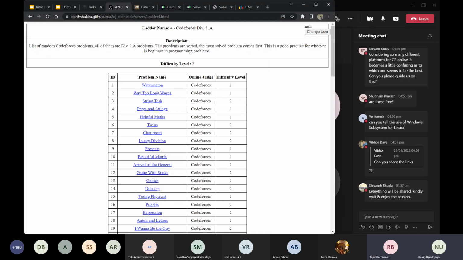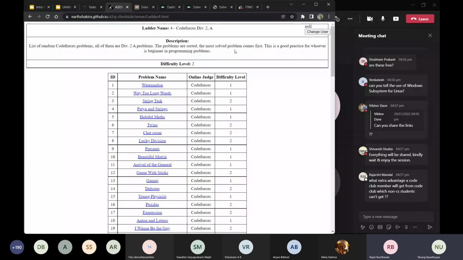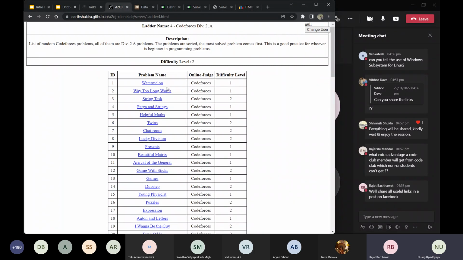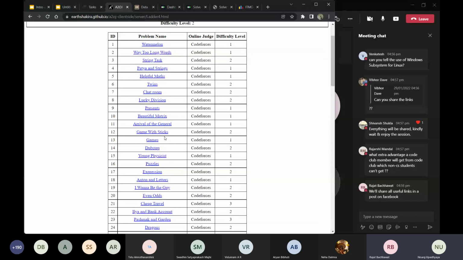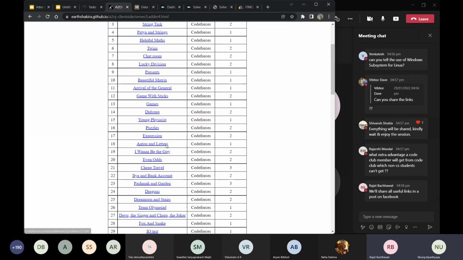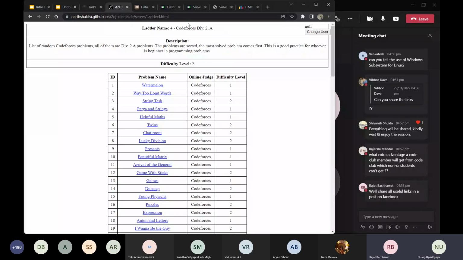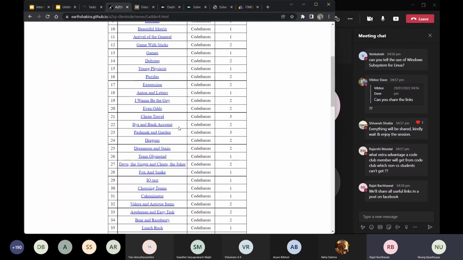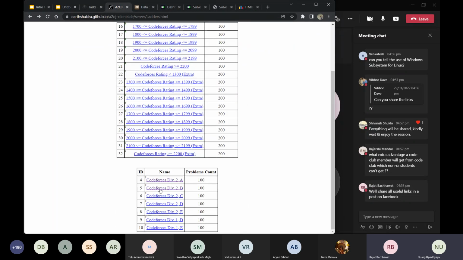So as you can see, the problems are sorted. The most solved problems come first. And this is a good practice for whoever is a beginner in programming problems. So you can start doing them from one itself and target to do a few questions every day. And moving ahead, when you start feeling very comfortable solving Div 2A problems, as soon as you see one, you get an idea, you quickly code it and submit it, so you become very comfortable with it. Then you can slowly move to Div 2B.